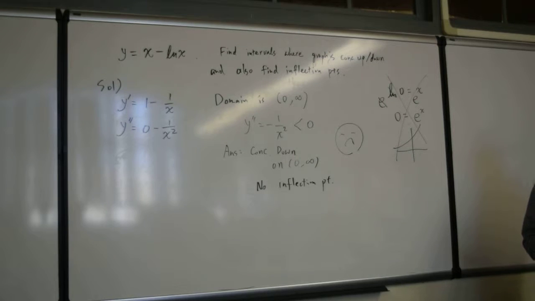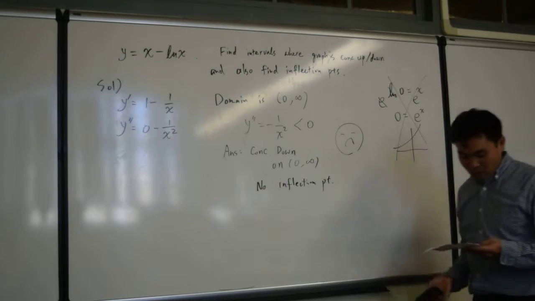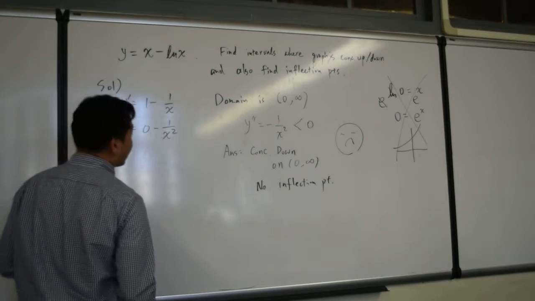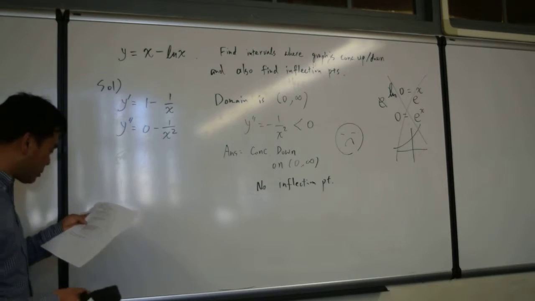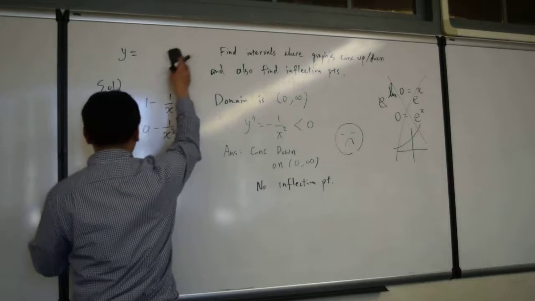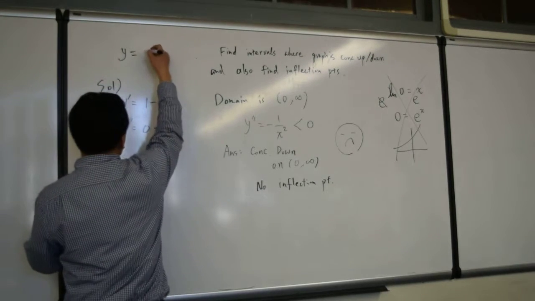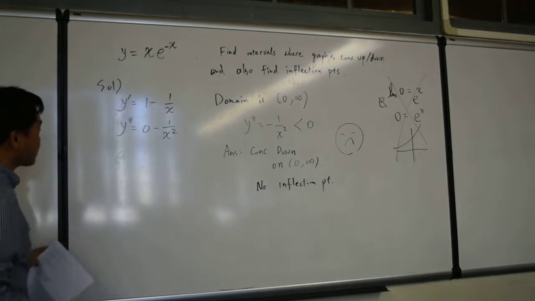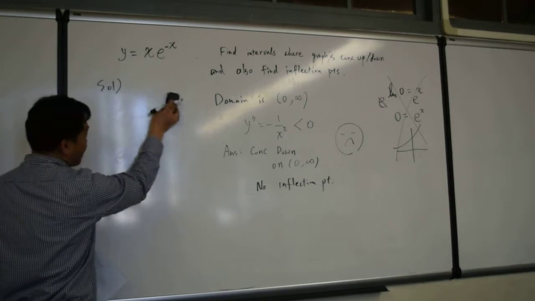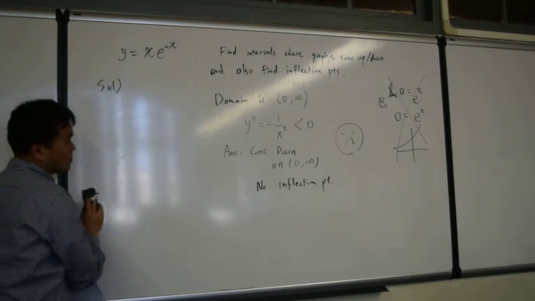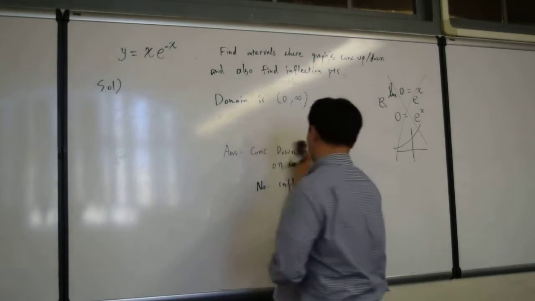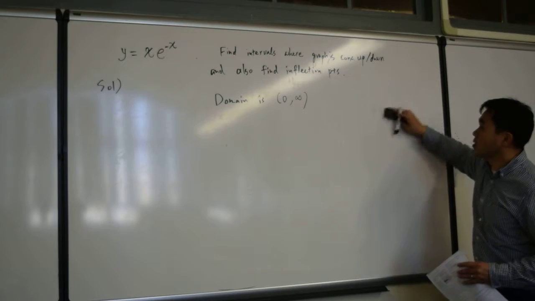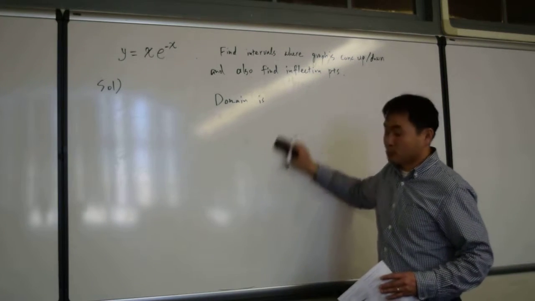Okay, let me give you another example since that one turned out to have no inflection point. It was always concave down. Let's try another one with x times e to the negative x. Let's try to answer the same kind of question. Now, what's the domain this time?